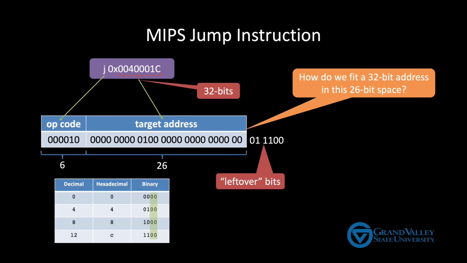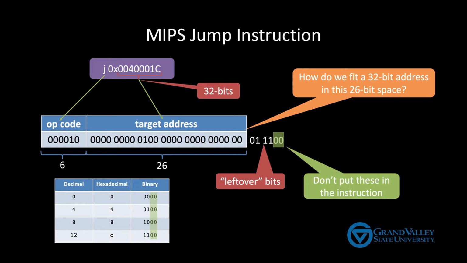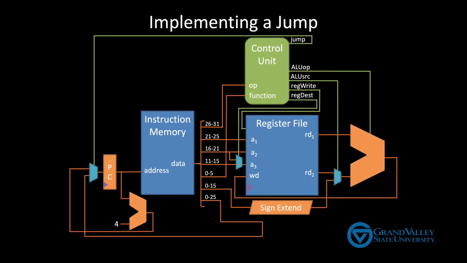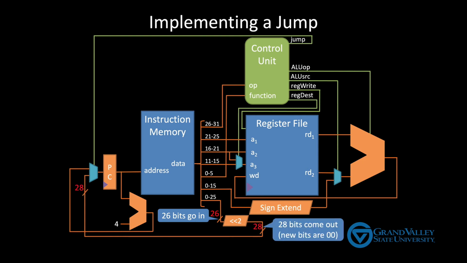Now this of course isn't a coincidence. It happens for the same reason that multiples of 100 in base 10 end with 2 zeros. But since these 2 zeros appear in every jump instruction, we don't need to include them in the instruction itself. We can add them in the CPU itself by adding 2 bits to the end of the target address field in the instruction. 26 bits go in, we add 2 zeros to the end, and 28 bits come out.